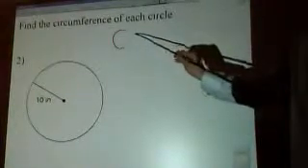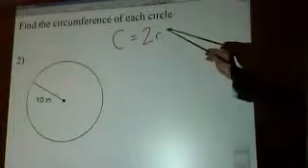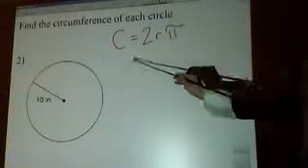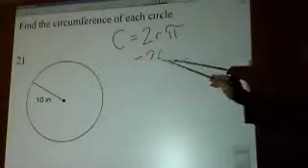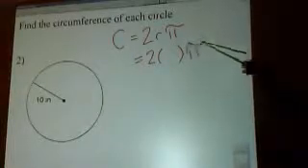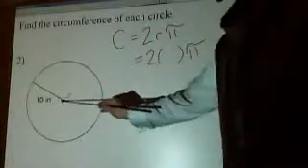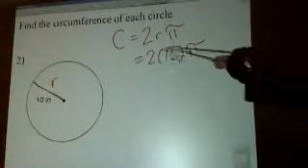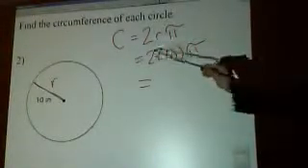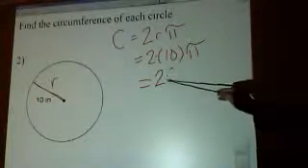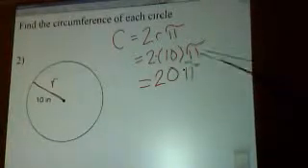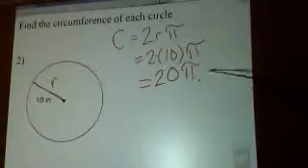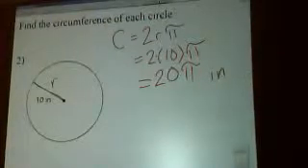So, circumference equals 2r pi, and we're going to put in our radius. And what's the radius in this case? Our radius is right here. Our r is 10. So I put 10 in here. 2 times 10 is 20. So 20 pi. And we're measuring in inches, so go ahead and leave that.